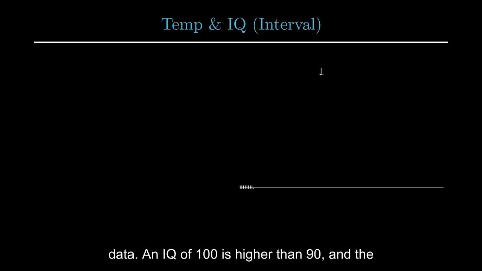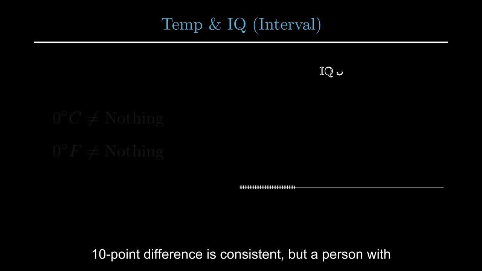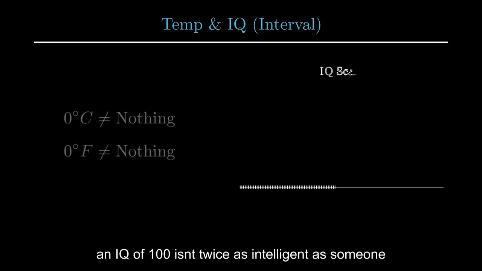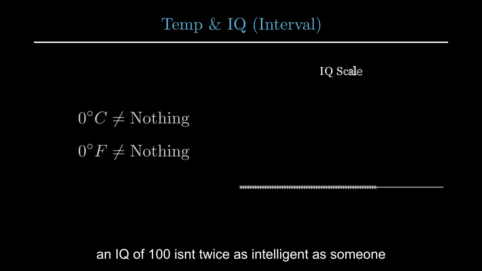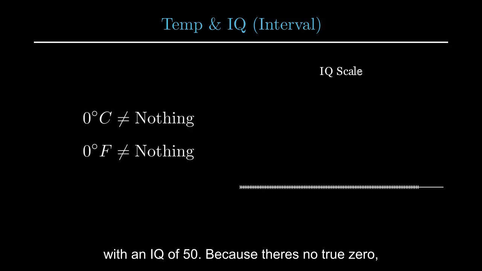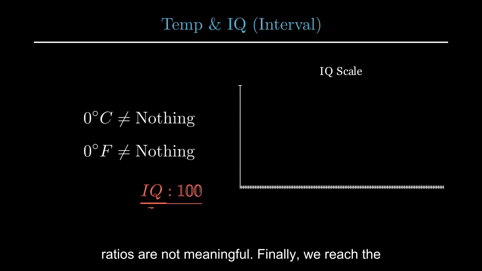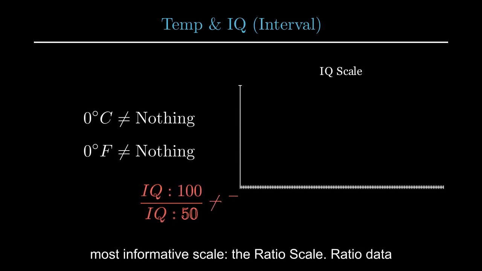An IQ of 100 is higher than 90, and the 10-point difference is consistent, but a person with an IQ of 100 isn't twice as intelligent as someone with an IQ of 50. Because there's no true 0, ratios are not meaningful. Finally, we reach the most informative scale, the ratio scale.